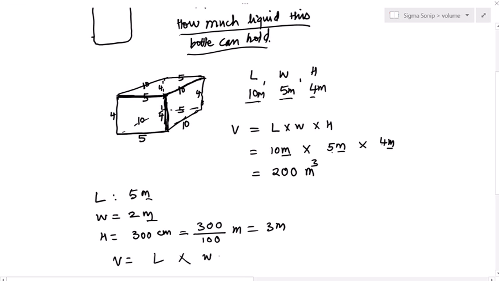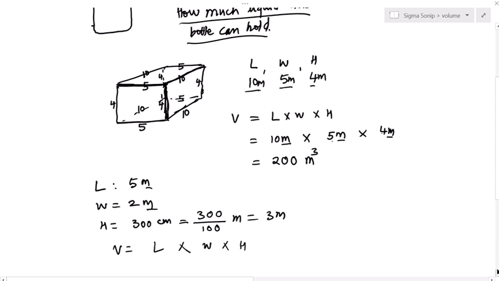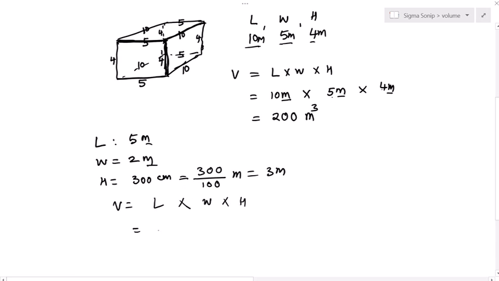Once you have this 3 meters, you can find the volume now. Length times width times height, and put the values there. 5 meters times 2 meters times 3 meters, 6 times 5 is 30 meter cube. That is the volume. Now these kind of questions are simple. Sometimes you will have word problems as well, and when you have a word problem, all you need to do is to use these three measurements to find the volume.